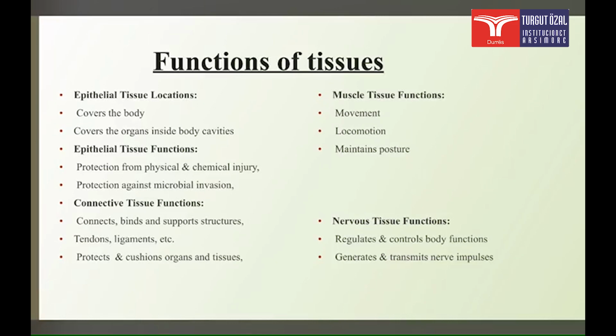Connective tissue's function is to connect, bind, and support structures, for example tendons and ligaments. Muscle tissue's function is to help in movement, locomotion, and maintain posture. While nervous tissue's function is to regulate and control body functions, and to generate and transmit nerve impulses.